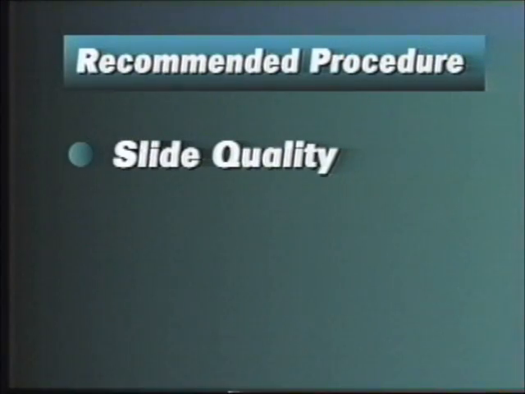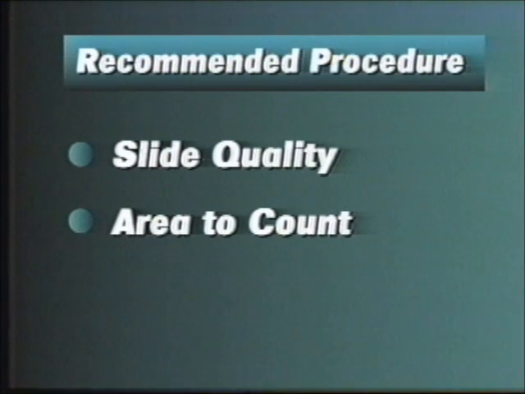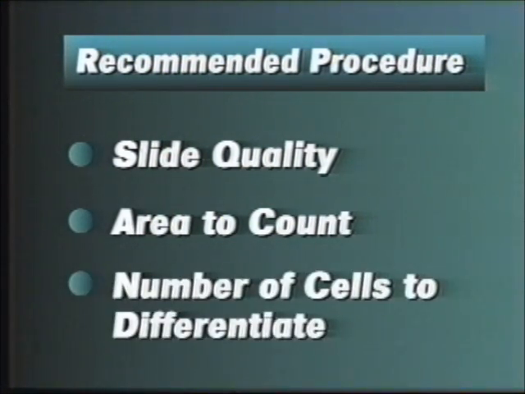The current trend is towards more techs with generalist abilities, which means fewer specialists. In this video, we're going to address routine findings on differentials. In the documentation provided with the video is a procedure for white blood cell morphology reporting. This procedure can be put in your laboratory's manual. The first part of this procedure addresses the evaluations needed to be performed before actually differentiating the various white blood cells. These are slide quality, area to count, and number of cells to differentiate.